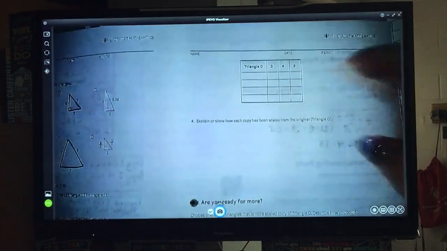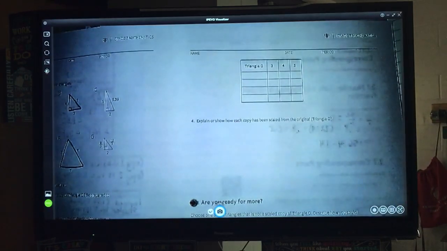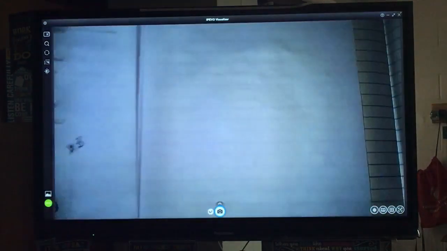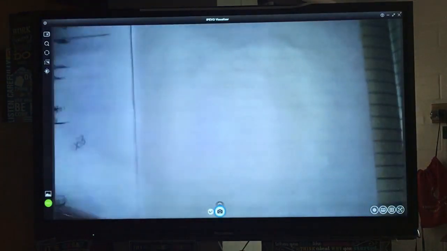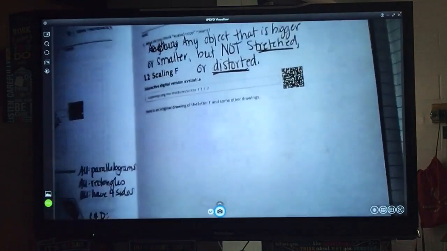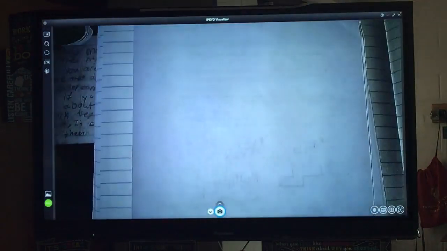This will help you as well as determining, think about what we did on Thursday, how we made smaller F's or bigger F's, or we figured out what was the shape you did? I don't even remember. This one. We were looking at the face of the kid. Just think about those things, what we did to figure out what was a scale copy and what was not.